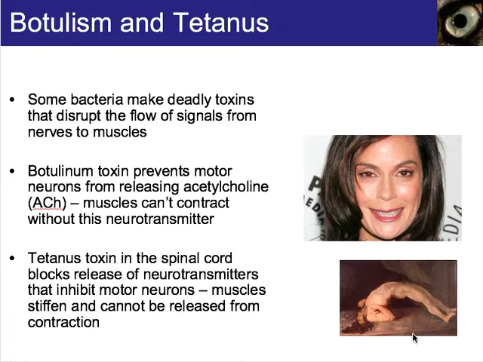If you've ever gotten a tetanus shot, the reason why you get tetanus shots is because the bacteria that makes tetanus makes a toxin in the spinal cord, and that blocks the release of neurotransmitters and inhibits the motor neurons, which will stiffen up your muscles. And what happens is, like this gentleman down here who got stabbed with a sword, you literally die because you're so clenched up and your muscles cannot relax.